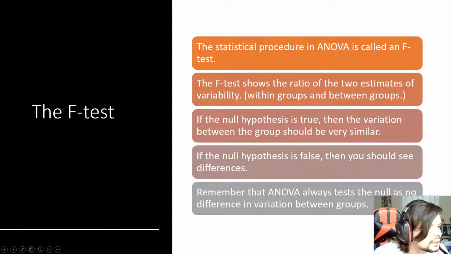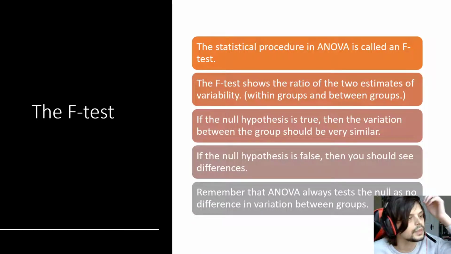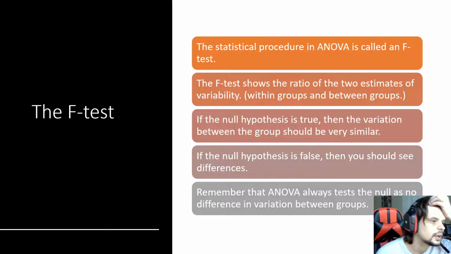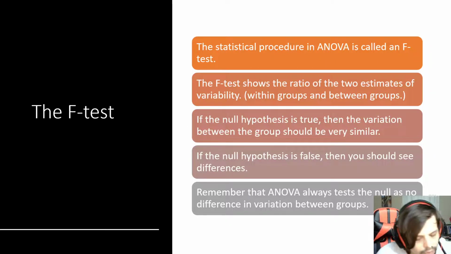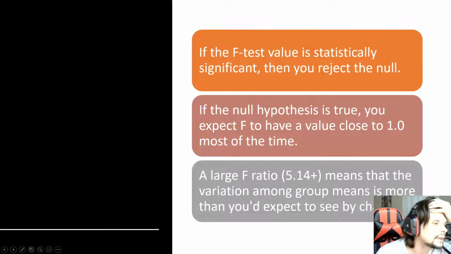The statistical procedure in ANOVA is called your F-test, and your F-test shows the ratio of the two estimates of variability, your within groups and your between groups. If the null hypothesis is true, then the variation between the groups should be similar. So if your null is false, then you should see the differences. I want you to remember that ANOVA always tests the null as no difference between all the groups. So if the F-test is statistically significant, then you can reject the null.